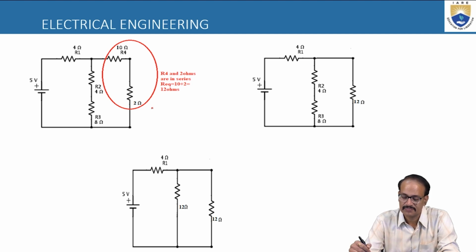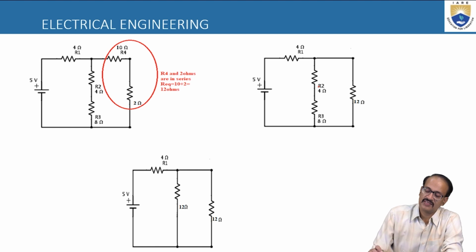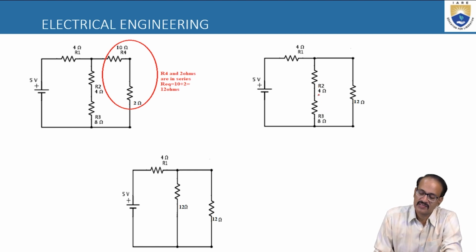Again, if you observe here, R2 and R3 are both in series, so again we can simply add. That means 8 plus 4, that is 12. So we have replaced this 4 ohm resistance and 8 ohm resistance with a single 12 ohm resistance.